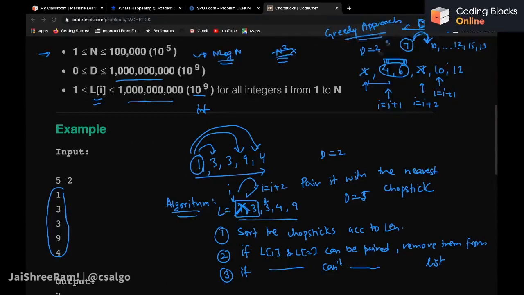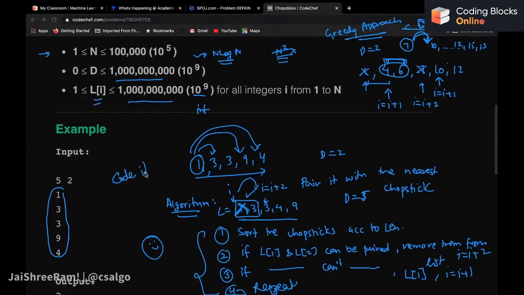If you cannot pair a chopstick with the nearest chopstick, then you cannot pair it with a chopstick having a higher length. Then you remove the current chopstick, you remove L1 and go to the next position by saying I equal to I plus 1, and here you do I equal to I plus 2, and you keep on repeating these steps until you reach the end of the list or the list is empty. So that's the very simple algorithm, and I hope you would be able to code it and submit it. Okay, so that's all for this video. Thanks a lot, guys.